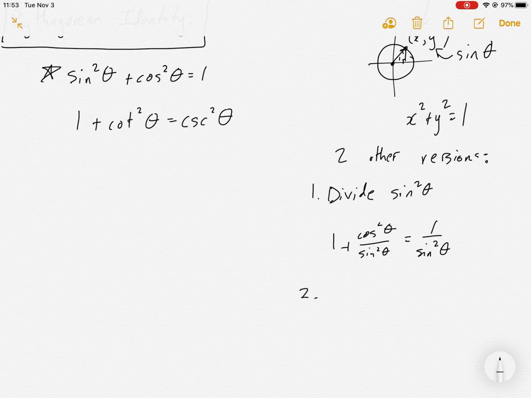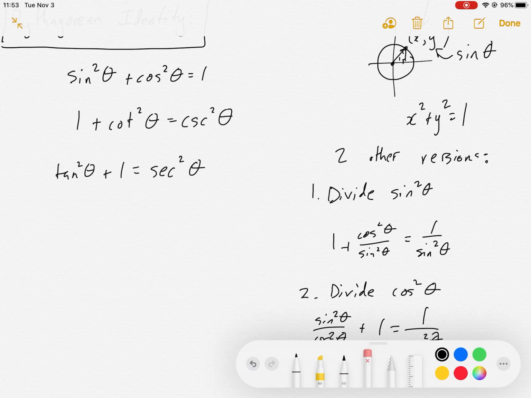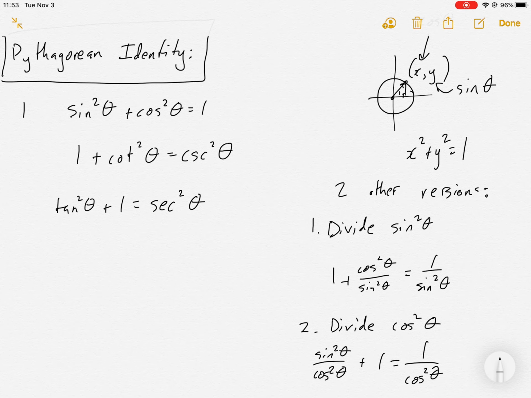And then for the other alternate version, we're going to divide the original by cosine squared this time. So I end up with sine squared theta over cosine squared theta plus 1, and then that equals 1 over cosine squared. And so that ends up giving me tangent squared of theta plus 1 equals secant squared of theta. Okay. So all three of these are considered the Pythagorean identity. We just have three different versions, but they're all essentially the same thing.